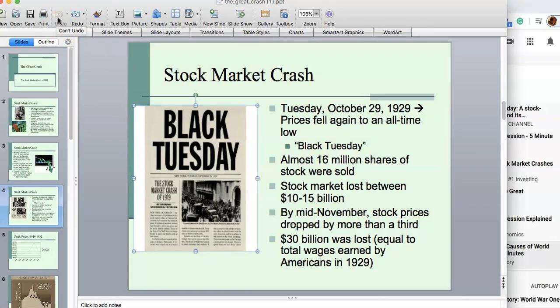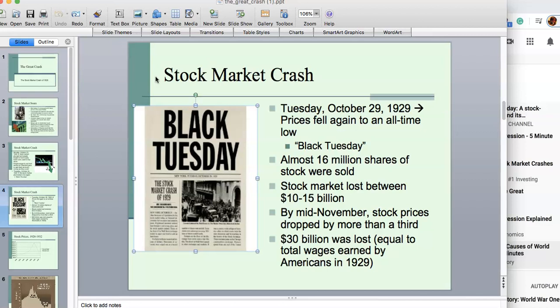On that day alone, the stock market lost between 10 to 15 billion dollars. That's not counting the amount of money that the stock market lost on October 21st or on Black Thursday. Now what happens here, and really what it came down to, is that all these people were buying on the margin, and now their loans are getting called in. And so they're having to sell their stock at whatever price they can.